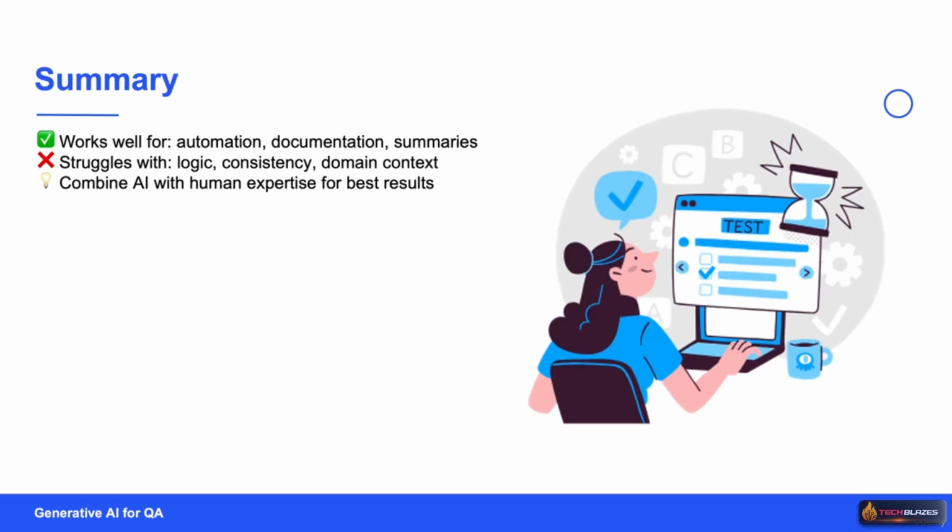To sum up, generative AI works amazingly well for automation, writing, and summarizing tasks. It's fast, creative, and saves tons of time. But it still struggles with reasoning, consistency, and understanding complex systems. So the key is balance. You provide the expertise. AI provides the speed. Together, you can get better results than either one alone.